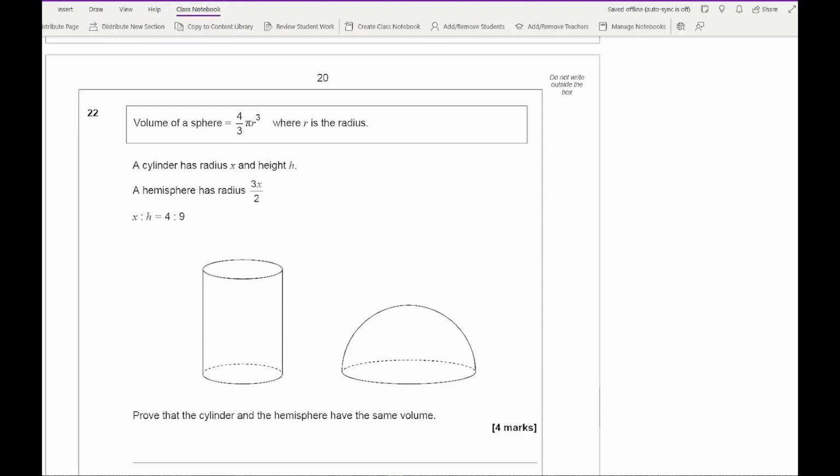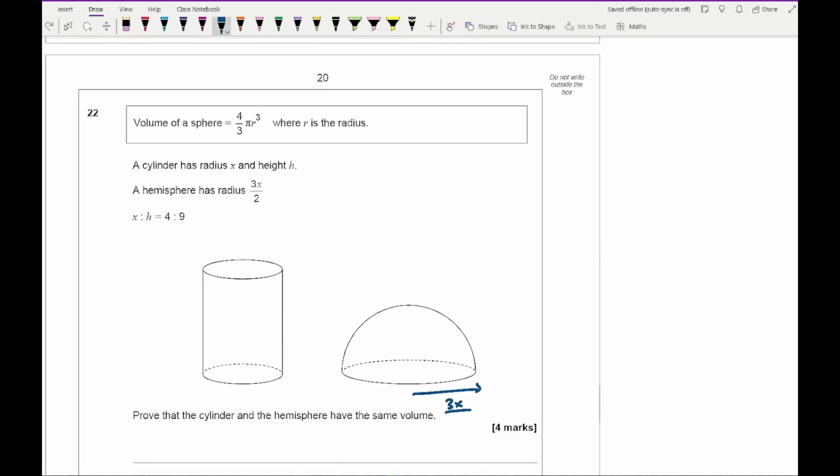So for this, let's first of all label the dimensions of the hemisphere and the cylinder. We've been told that the radius of the hemisphere is 3x over 2. We know that the radius of the cylinder is x, and we know that the height of the cylinder is h. Now using the ratio, we can write down h in terms of x, which is going to be 9 over 4. So rather than writing h, I can use 9 over 4x. Now that I've got my dimensions, I can work out the volumes of each of those respective shapes.